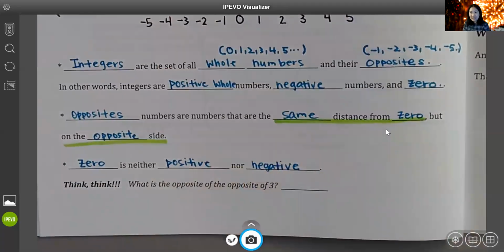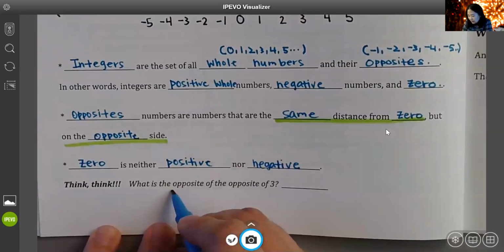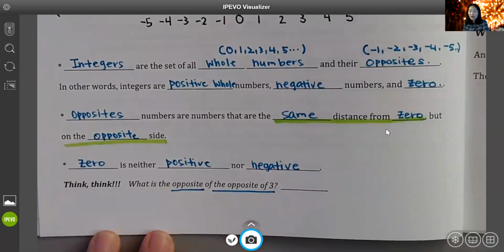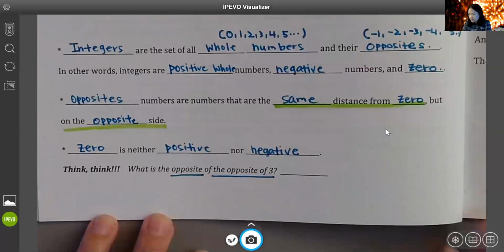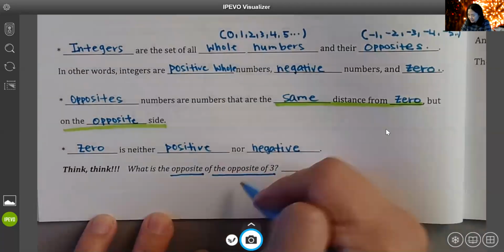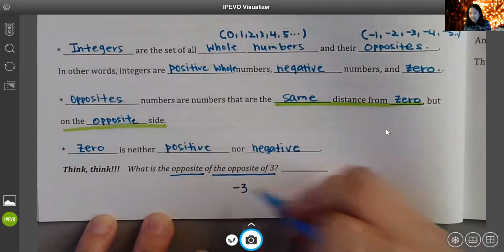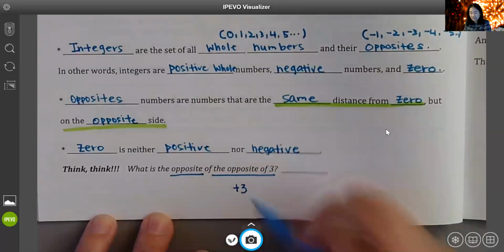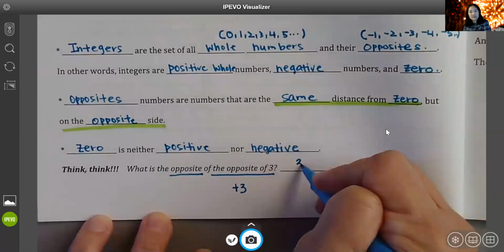Okay, so with that, we're gonna talk about one challenging question. It says, what is the opposite of the opposite of 3? So what we're going to do is first, we're gonna go inside out. So first, let's find the opposite of 3. What is the opposite of 3? Negative 3, right? Well, we found the opposite of 3, but what is the opposite of that? Opposite of negative 3 is positive 3. So the answer is positive 3.